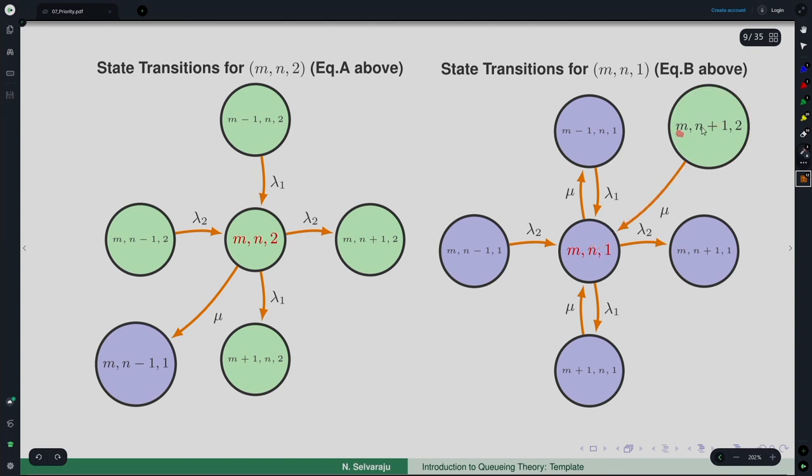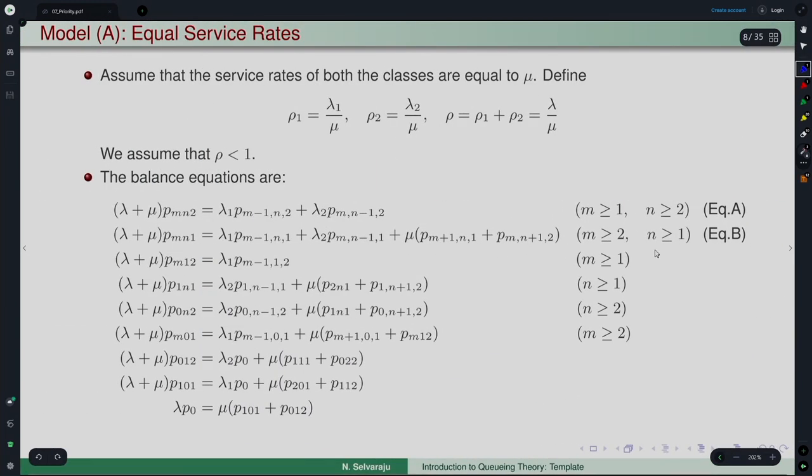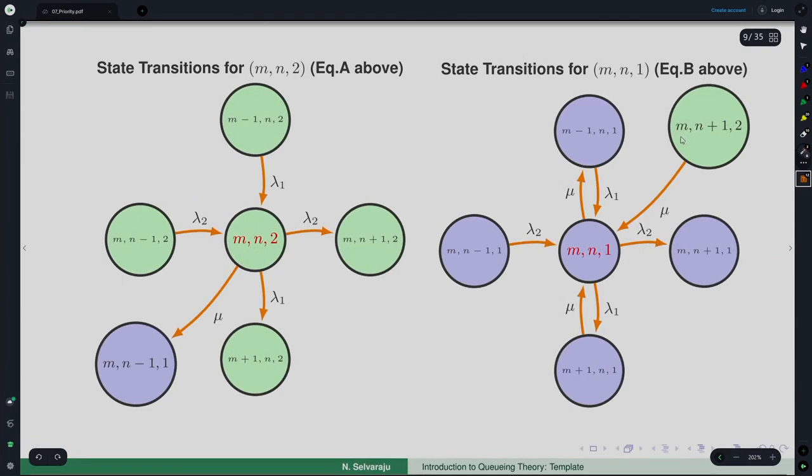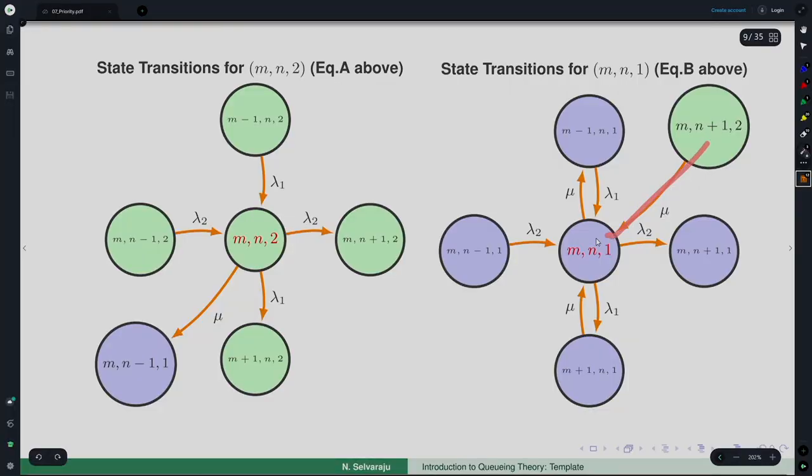It could have been in m n+1 2. Again n is at least greater than or equal to 1, and m is at least greater than or equal to 2 is the case you are looking at. From m n+1 2, at the service completion of the lower priority customer, it will move to mn1. Now, this 1 means that one of these m customers is getting service now. Suppose you think of this as two different layers, with mn1 somewhere down and mn2 somewhere up, then mn2 to mn1 is what is coming down. So, this is for the second equation, which is equation B.